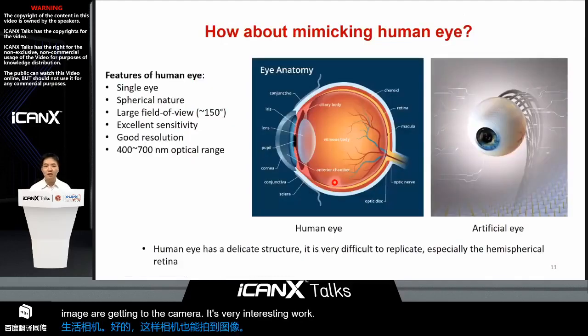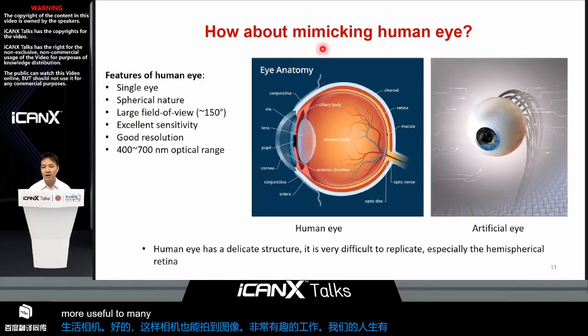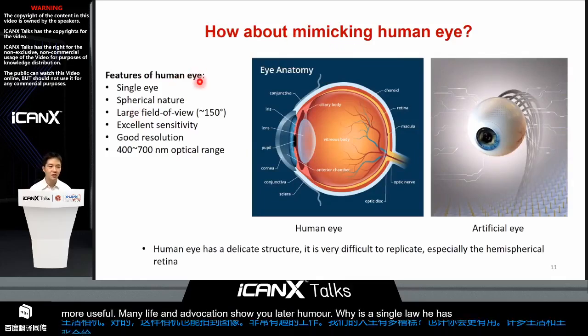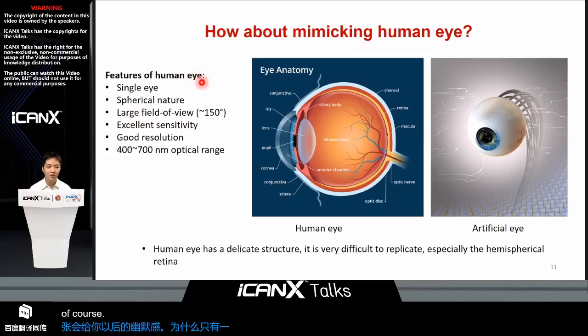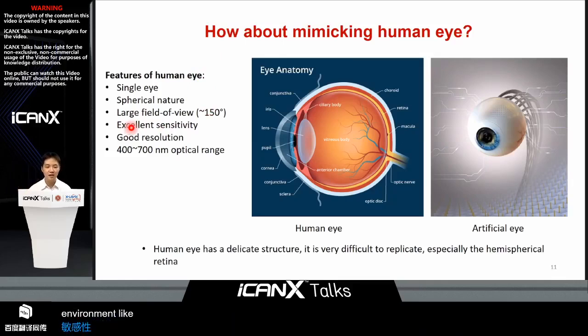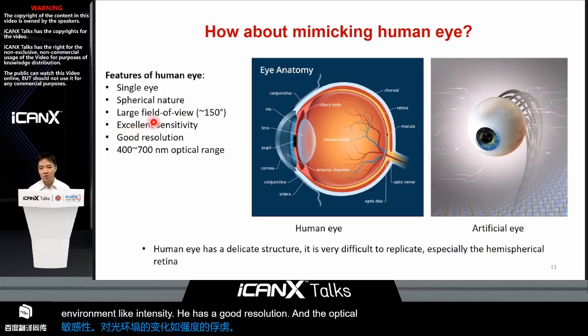So how about our human eye? Perhaps it will be more useful to mimic our human eye, and the application I can show you later. So our human eye is a single eye. It has many unique features. Like, of course, it's spherical. It has a large field of view. It has very good sensitivity and adaptivity to changes of the light environment and light intensity. It has good resolution, and the optical response range is 400 to 700 nanometers.